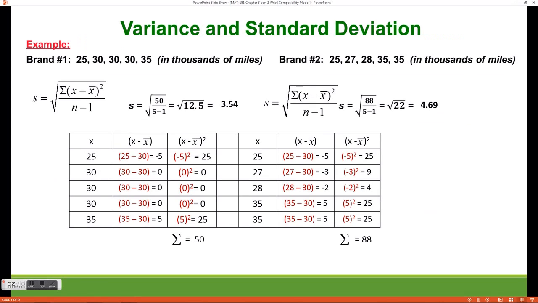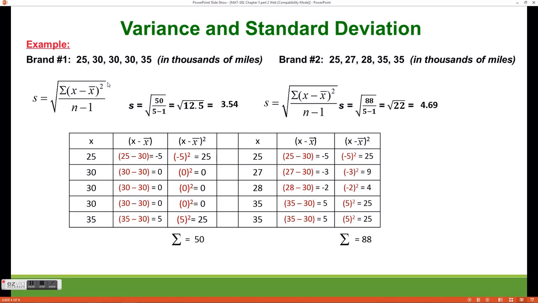The first formula we will use is the defining formula. The key to using this formula is to realize that you cannot just substitute in a number for x or x bar. The entire numerator is one single value that we must calculate, and that numerator is the sum of x minus x bar squared. You can see that formula here again on the left side.